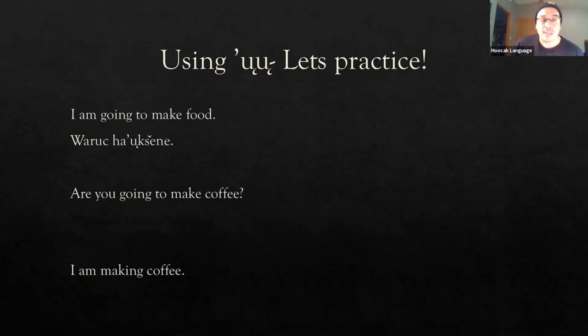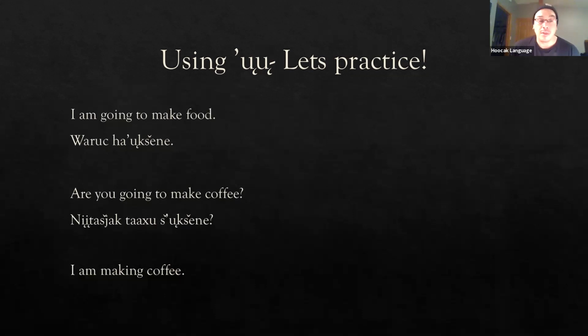Second sentence is, are you going to make coffee? Once again, this is a future tense sentence. So it's going to be basically the same thing. If you remember your conjugation for the verb, it shouldn't be too hard. Once again, the word for coffee is nidashtak dahu. So the answer here is nidashtak dahu shunshene. Nidashtak dahu shunshene.